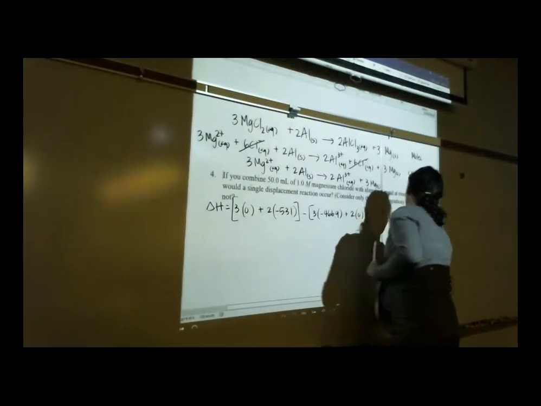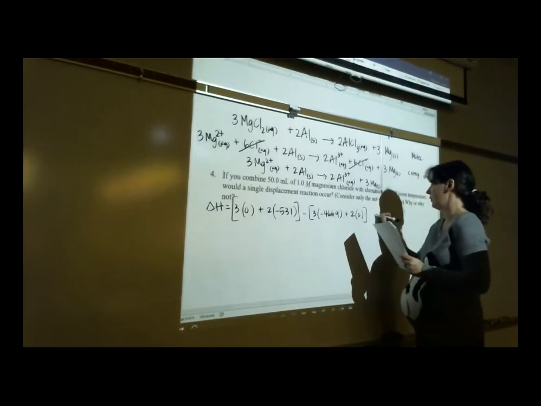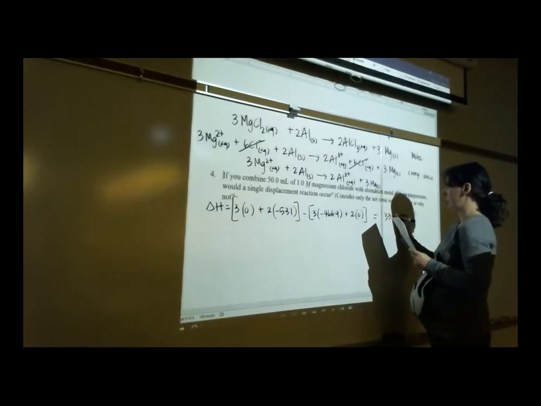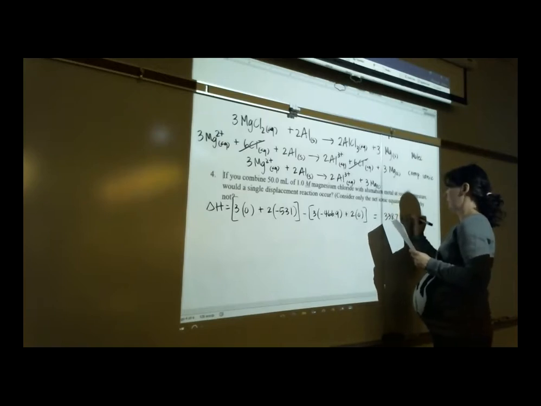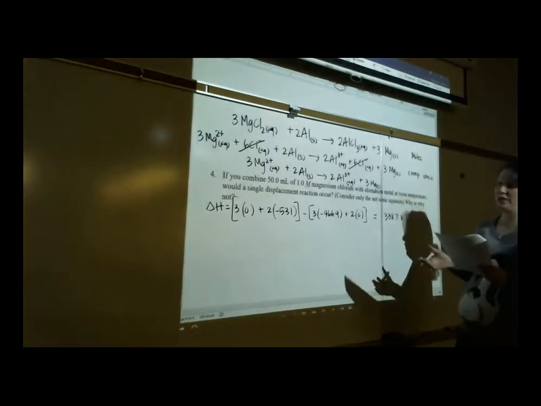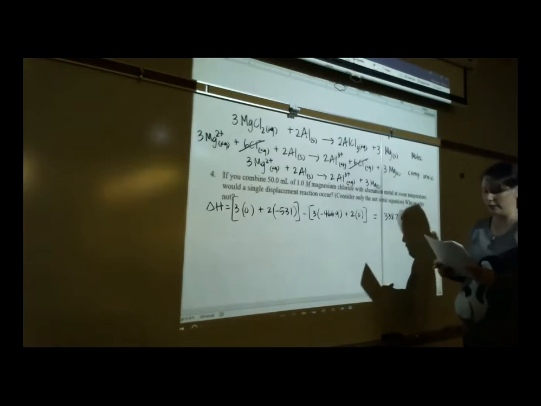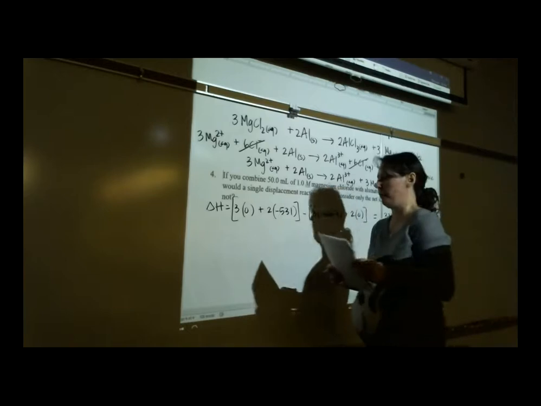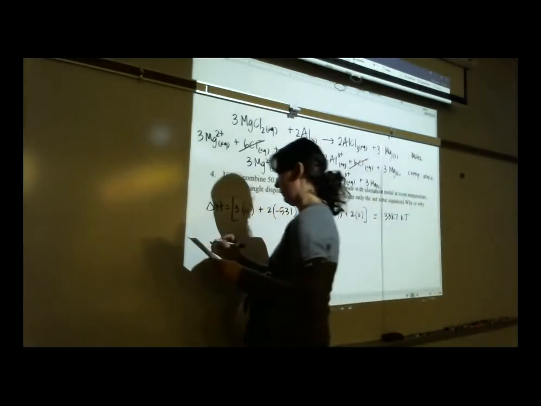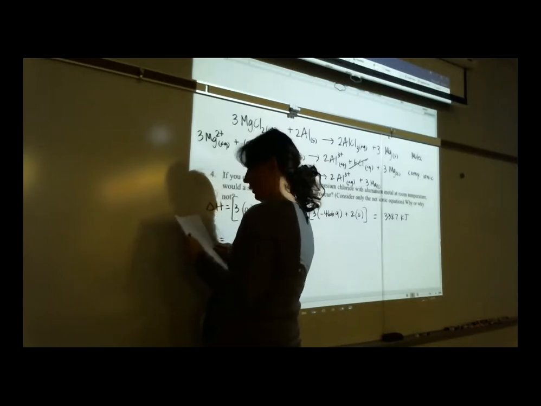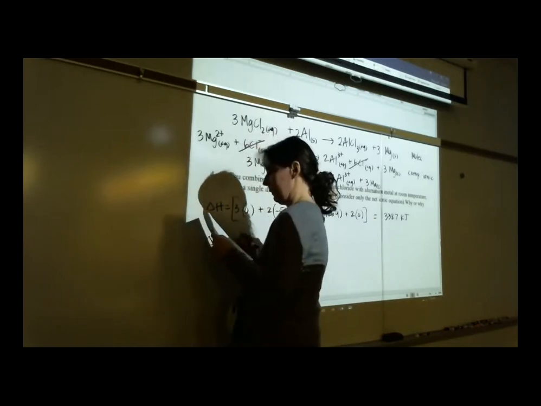So when I crunched those numbers, I got 338.7 kilojoules. So if this does happen, it's got a pretty large positive delta H value. So does that mean it would be hot or cold if it did happen? Think about that one. I won't make you answer in front of everybody.